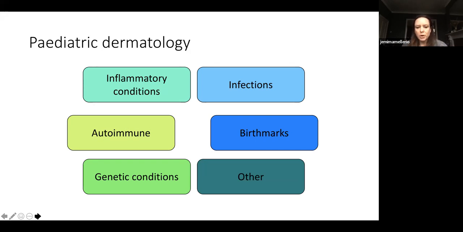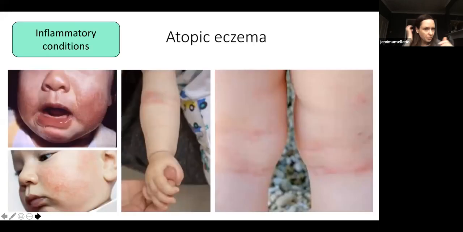And so what I'm going to do over the next 50, 60 minutes is just to focus on some of the more common disorders and how to manage them. So I'm going to talk quite a lot about atopic eczema, and the reason is that this is a very common thing in children, and it's important to get this right because it really is one of the bread and butter things that you'll see when you're dealing with skin disease in children.